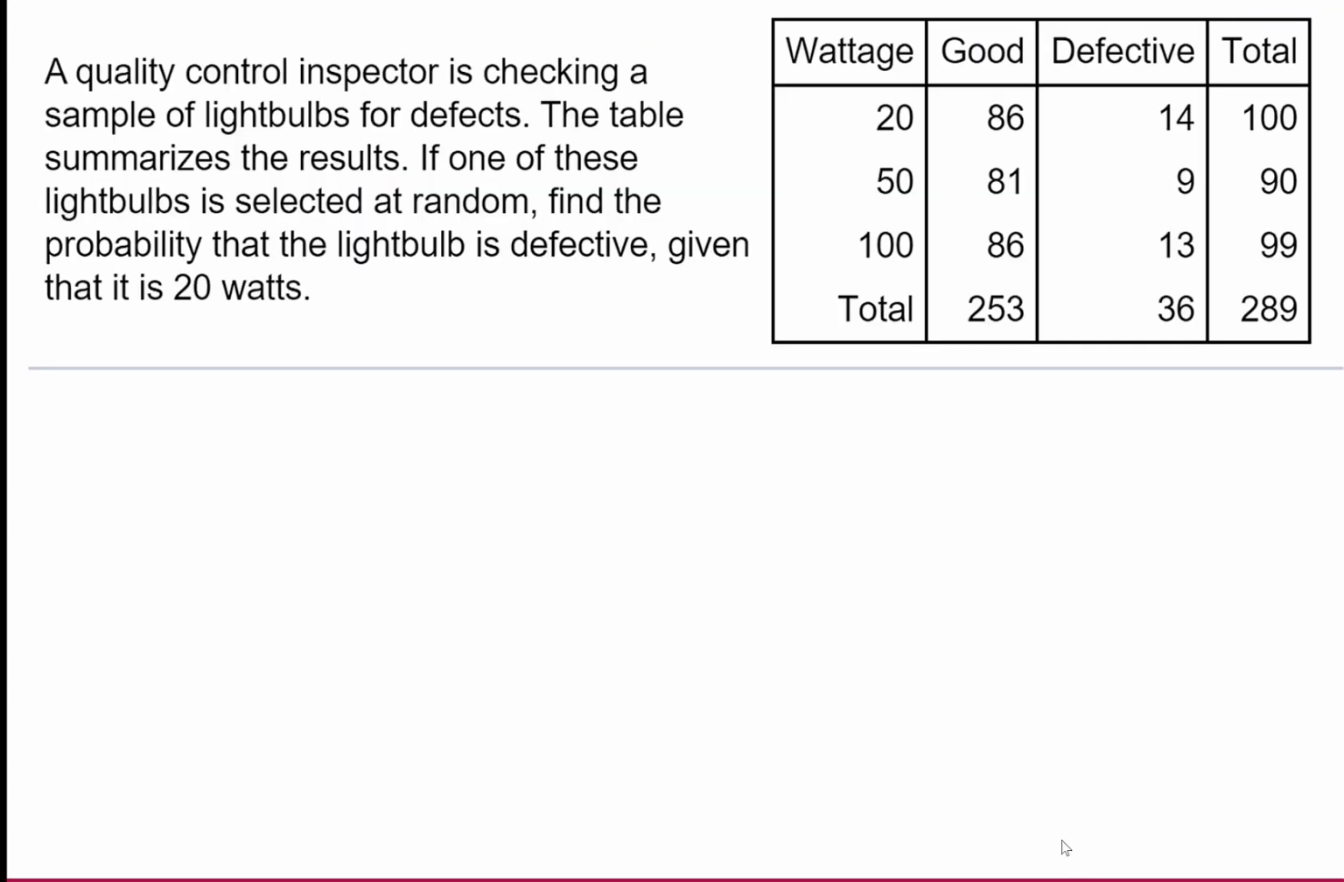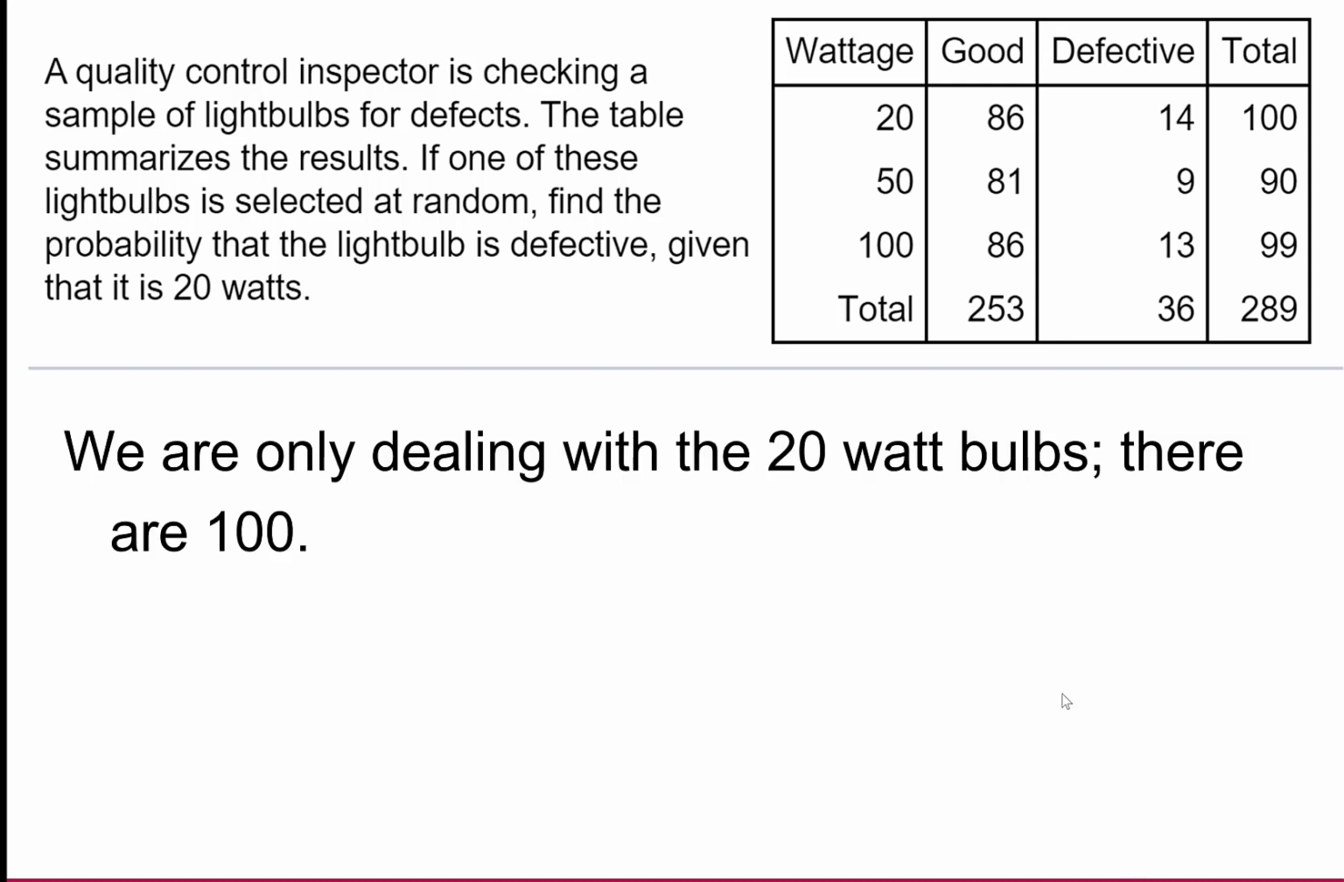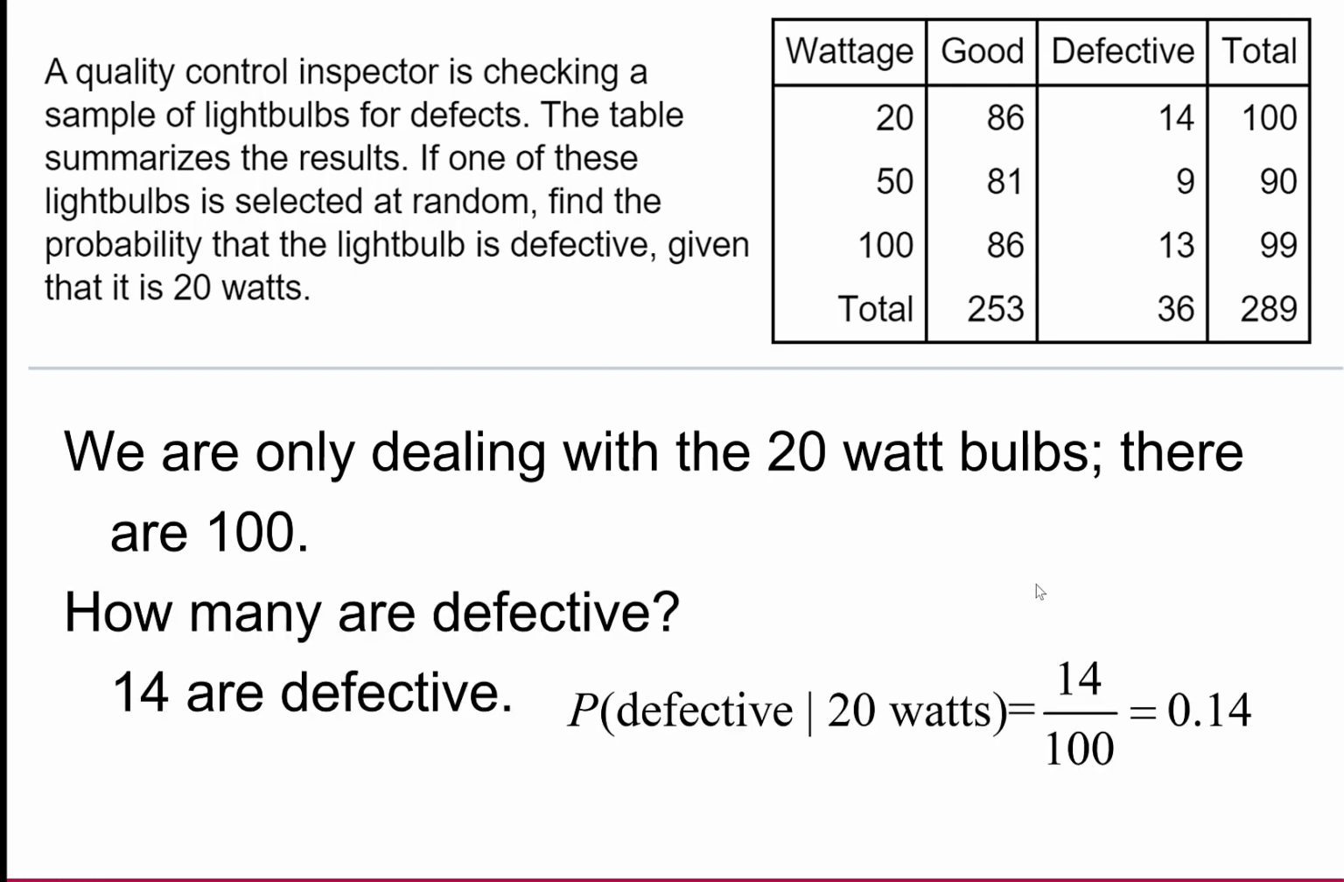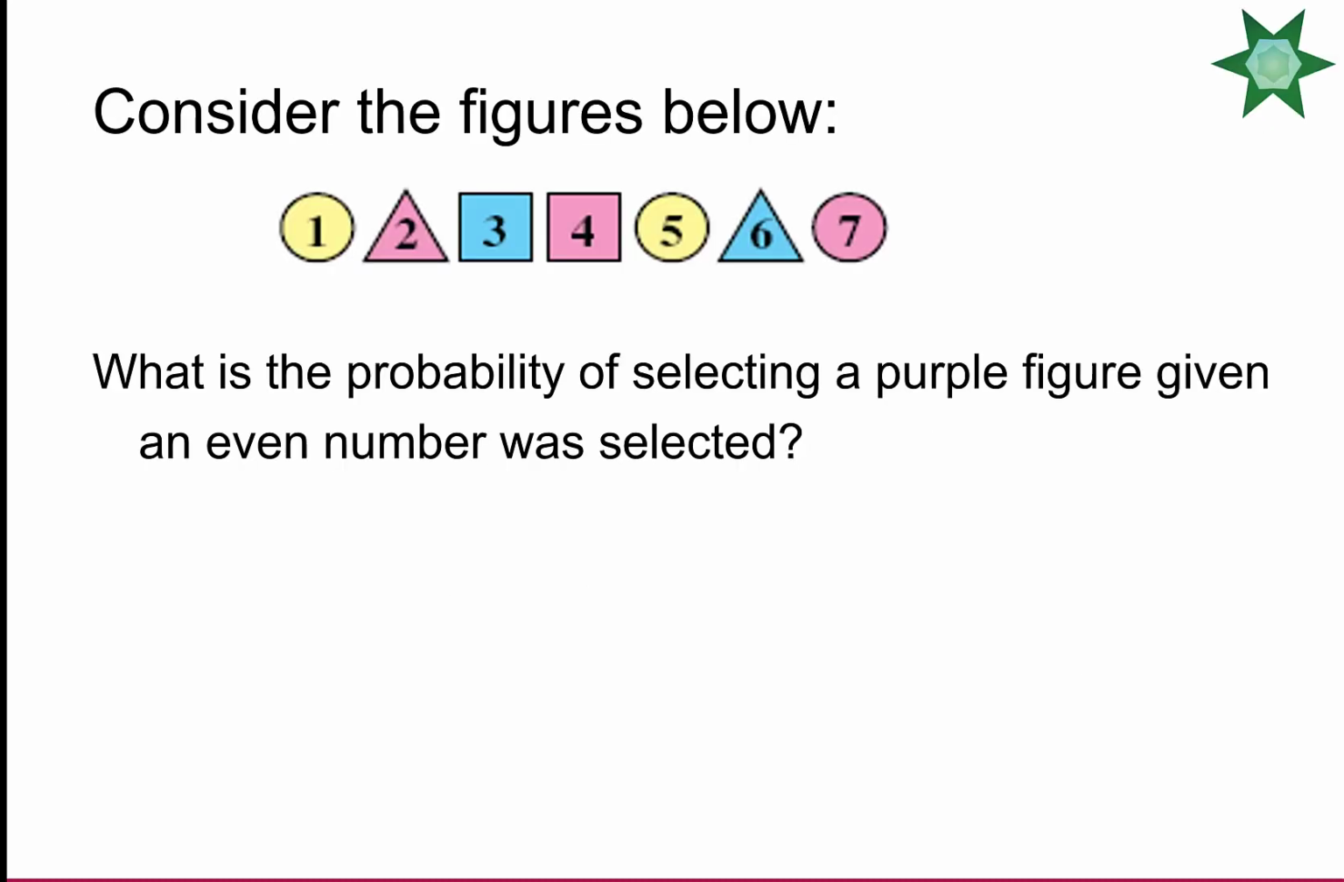A quality control inspector is checking a sample of light bulbs for defects. The table summarizes the results. If one of the light bulbs is selected at random, find the probability the light bulb is defective, given it's 20 watts. So we're only dealing with the 20-watt bulbs, and there were 100 of those. And how many are defective? 14. So the probability it's defective, given it was a 20-watt bulb, is 14 over 100, which is 0.14.